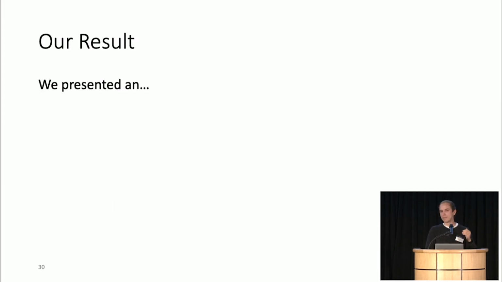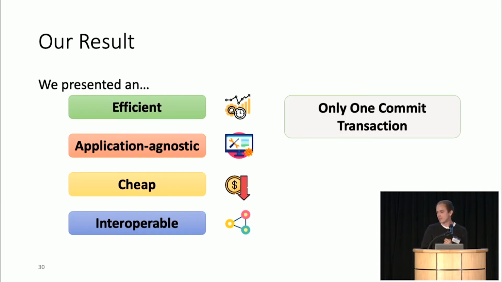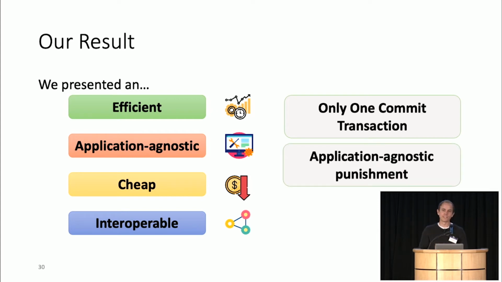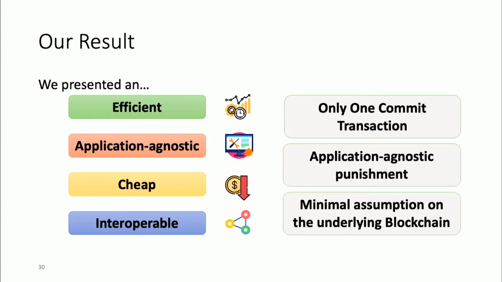So maybe to wrap up and come back to this first slide that I've shown you. We achieved the efficiency and the cheapness because we only have one commit transaction. We are application agnostic because we have this punish and then split, so we don't need to worry about how we incorporate the punish within the application. And we're interoperable because we have a very minimal assumption on the underlying blockchain. As I mentioned, only time locks and signatures. So it's really compatible with a lot of blockchains.